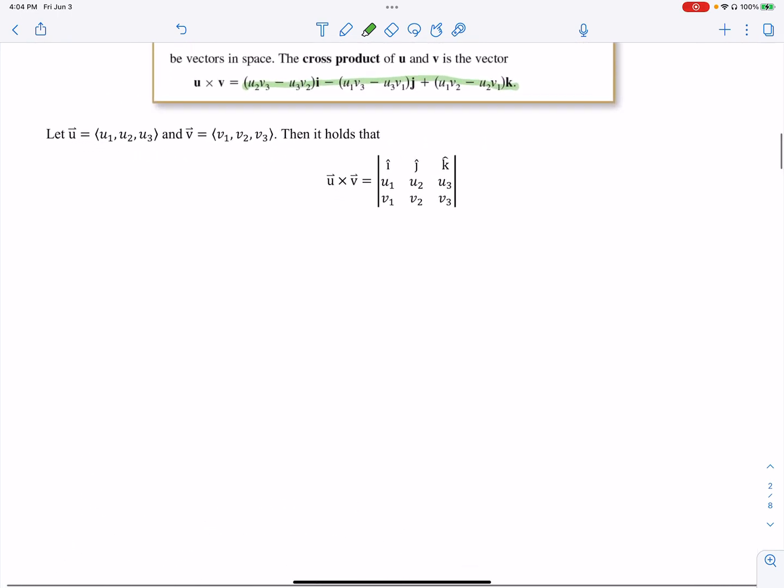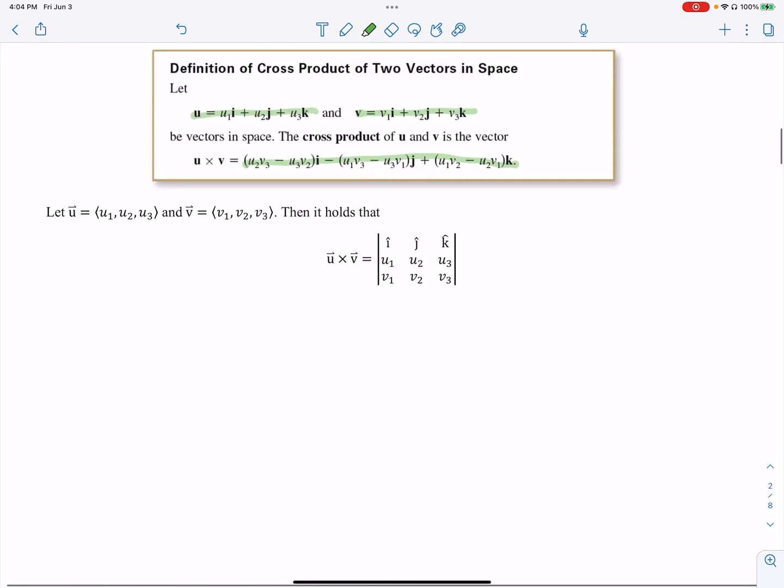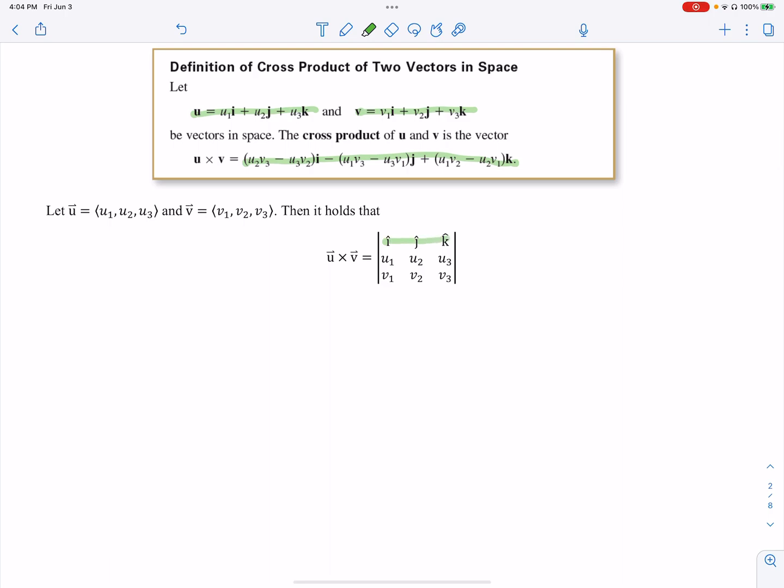What I write down is i, j, k, and then I write the u vector and the v vector every single time. And the order matters. The u first and the v second, i, j, and k at the top. Now, using this, we are going to use our matrix definition from the last page.